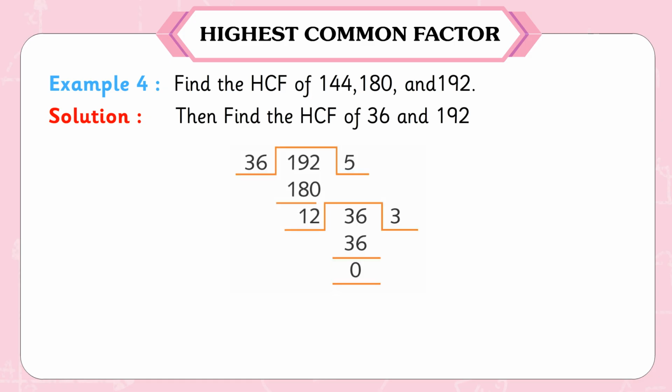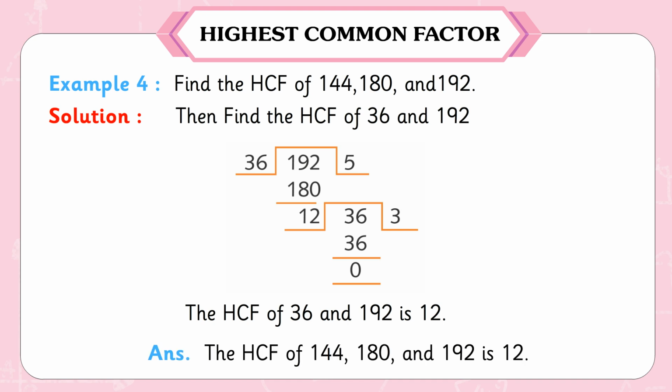192, 36, 180, 5, 12, 36, 36, 3, 0. The HCF of 36 and 192 is 12. Answer. The HCF of 144, 180 and 192 is 12.